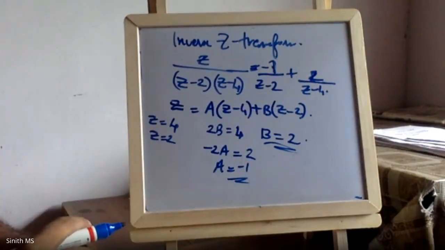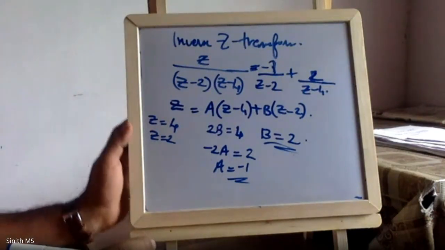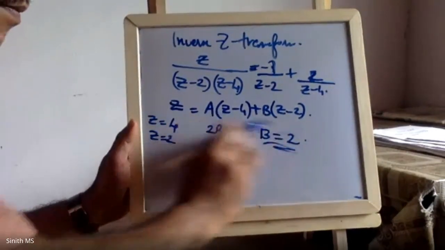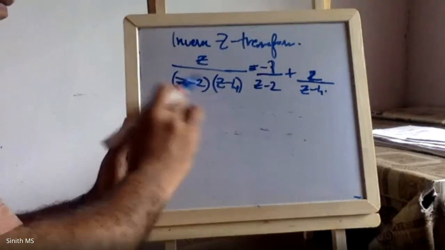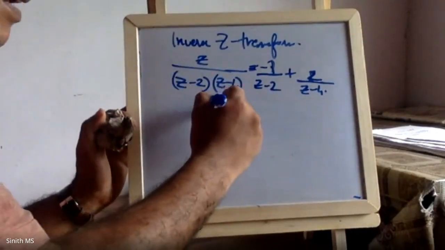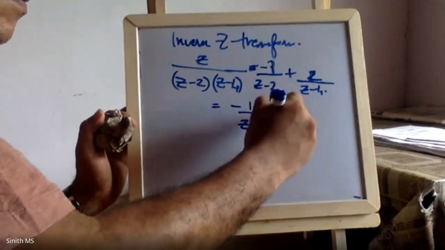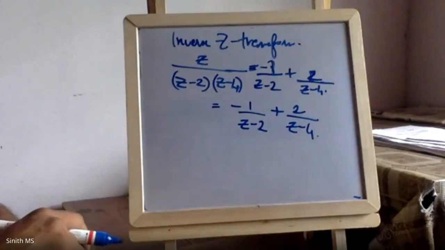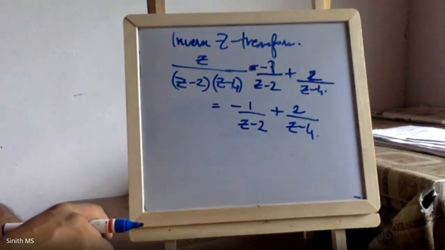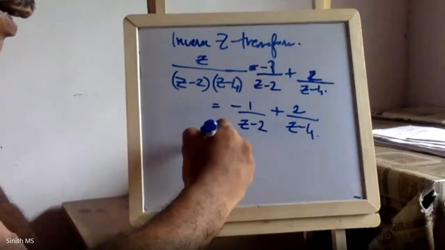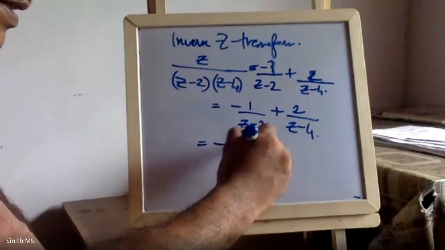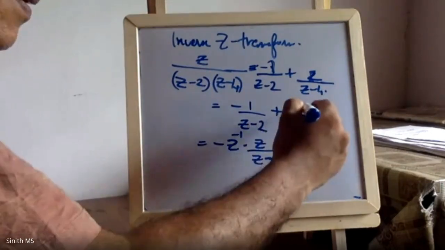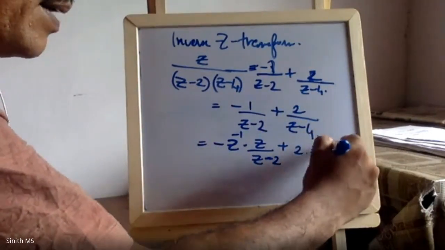Now how will you find the inverse transform of minus 1 by z minus 2 and 2 by z minus 4? Inverse transform of minus 1 by z minus 2 plus 2 by z minus 4. What will be the inverse transform for this? Again, apply the same method that we have used. This you can write as minus z inverse into z by z minus 2 plus 2 into again z inverse into z by z minus 4.